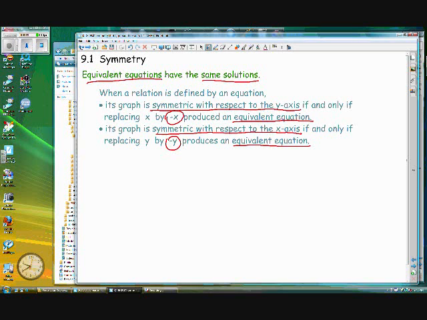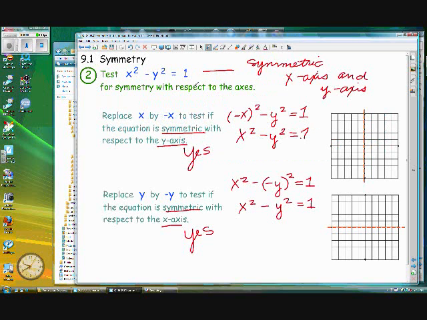In this one we just did, we have replaced the x with a negative x, and we got an equivalent equation. Our equation will graph symmetric to the y-axis. And we did the same thing with the y and found symmetry to the x-axis.